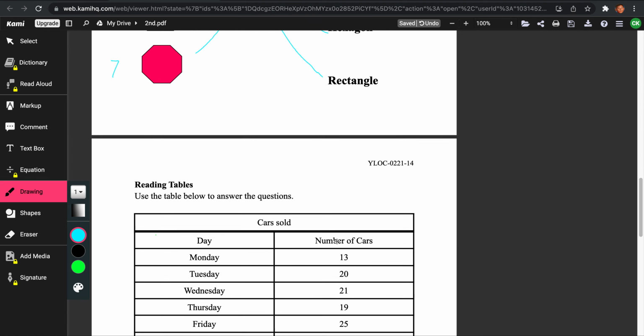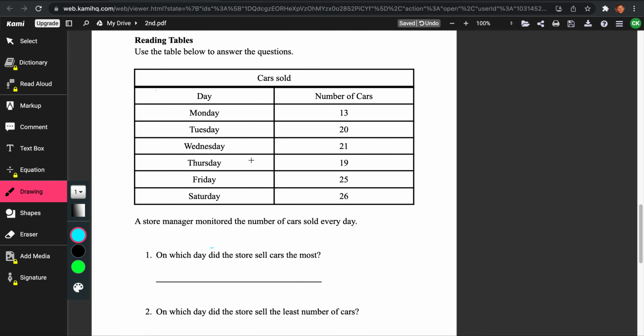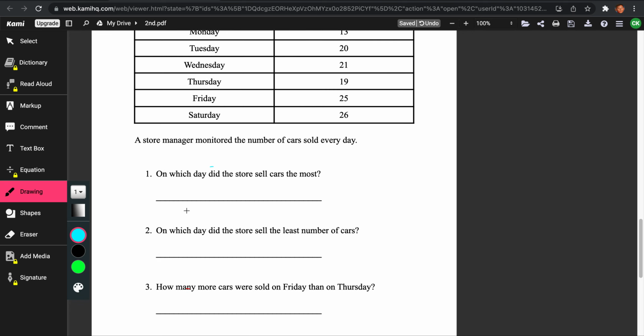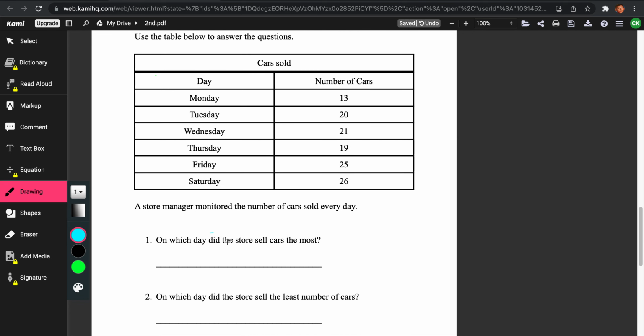Okay, so there we go. And let's do reading tables now. Use a table below to answer the questions. Okay, let's read this first.